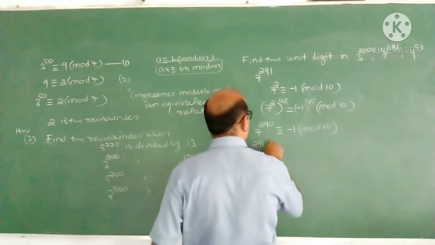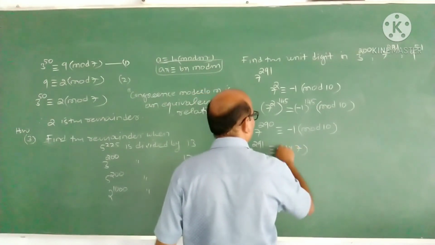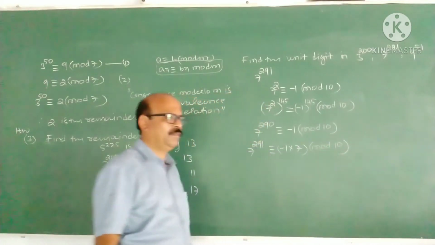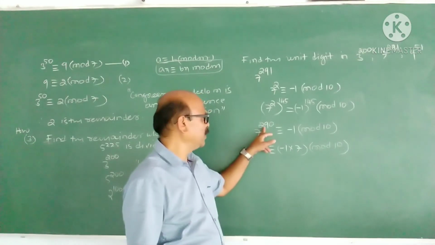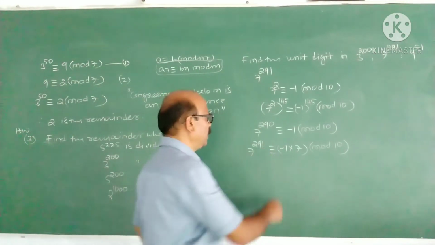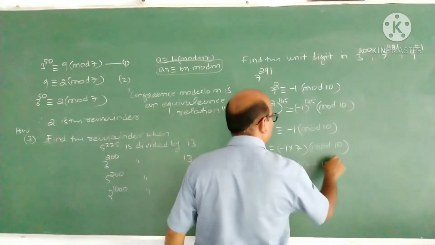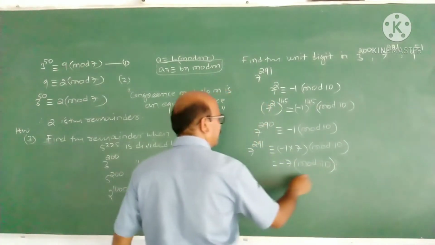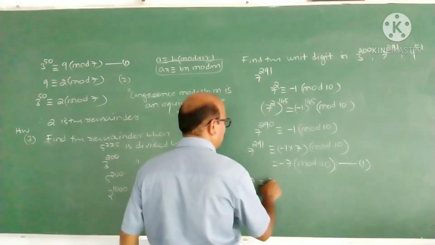Therefore 7 raised to 291 is congruent to minus 1 into 7 mod 10. What I did here: I have multiplied by 7 on both sides. 7 raised to 290 into 7 is 7 raised to 291. So it is minus 7 mod 10. Take this as 1. But minus 7 is 3 mod 10.